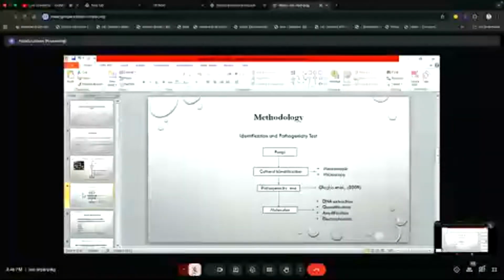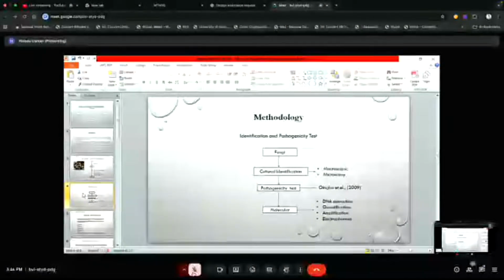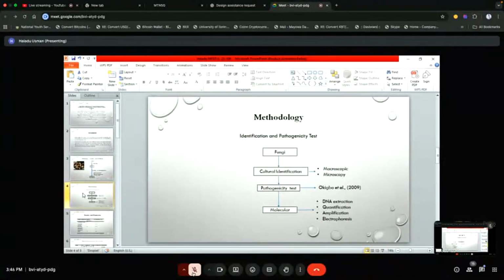For molecular identification, the genomic DNA was extracted from pure culture using a standard fungal DNA extraction protocol. The internal transcribed spacer, ITS region of ribosomal DNA, was amplified using primers ITS1 and ITS4, ITS1 as a forward primer and ITS4 as a reverse primer. The PCR product was sequenced and the resulting sequences were compared with reference sequences in GenBank using the BLAST algorithm for species confirmation.